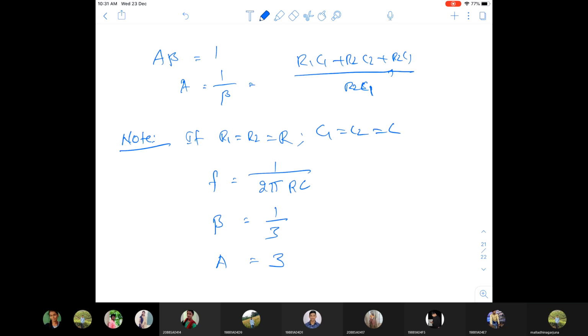So that depends on your problem. If R1, R2 are given differently and C1, C2 are given differently, then take the first equation. Or if they mention all are equal, then you can simply take this one. If they give R directly, without mentioning R1, R2, C1, C2, you can take these formulas.